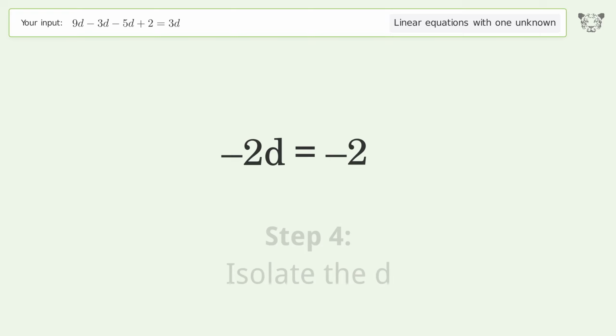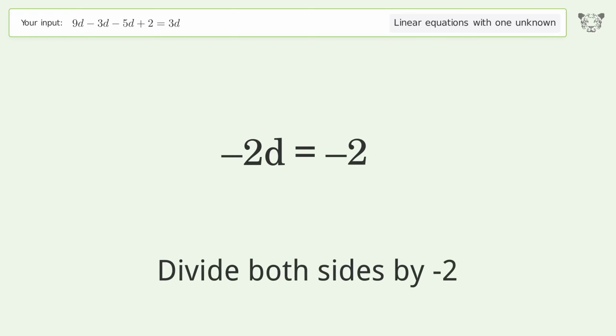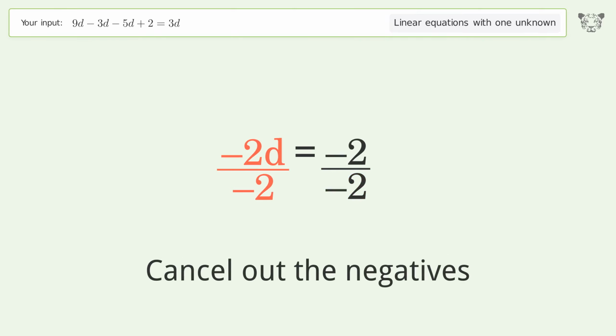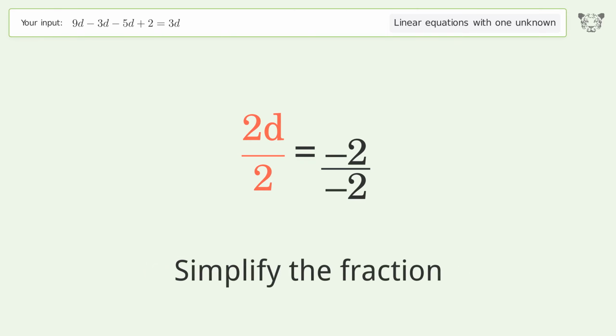Isolate the d. Divide both sides by -2. Cancel out the negatives. Simplify the fraction.